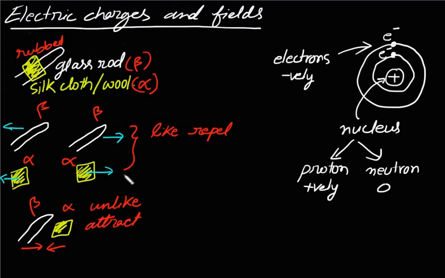Okay. There was something else that was observed when the glass rod and the silk cloth were brought in contact, these characteristics were nullified. Once they were brought in contact, those characteristics were lost.